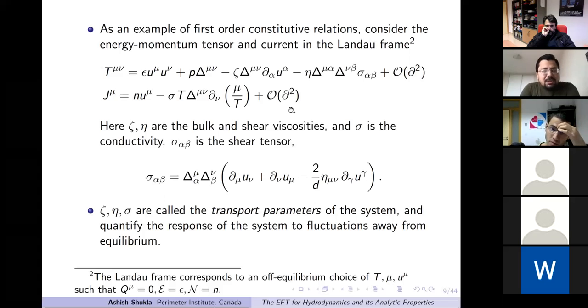Okay, so these coefficients ζ, η, σ, like the shear and bulk viscosities and the conductivity, are called the transport parameters of a system and quantify the response of the system to fluctuations which take it away from equilibrium.